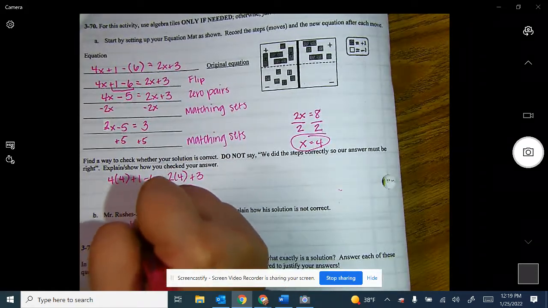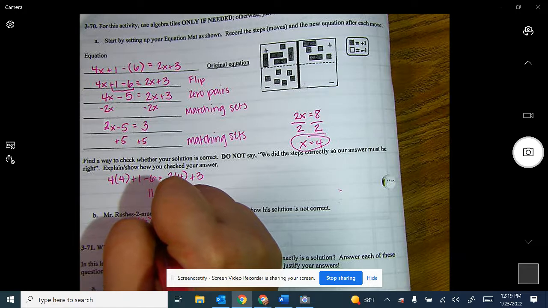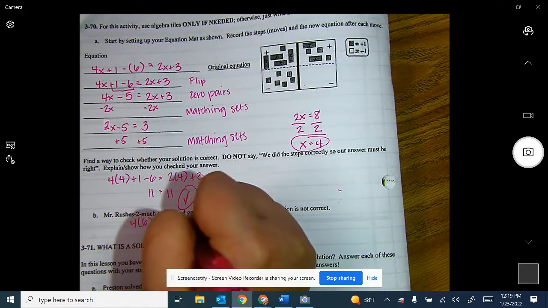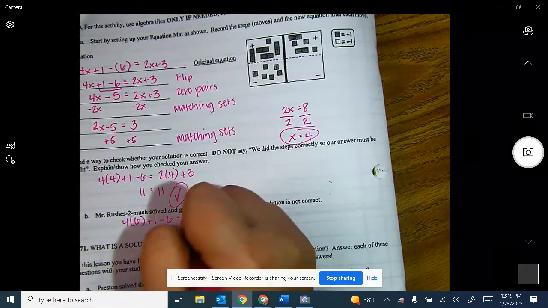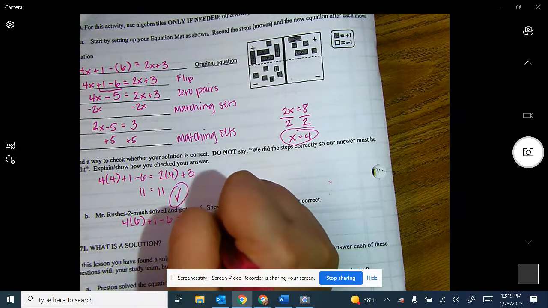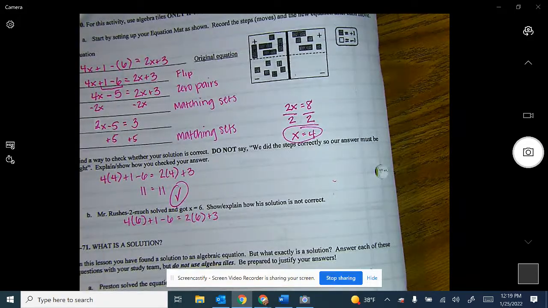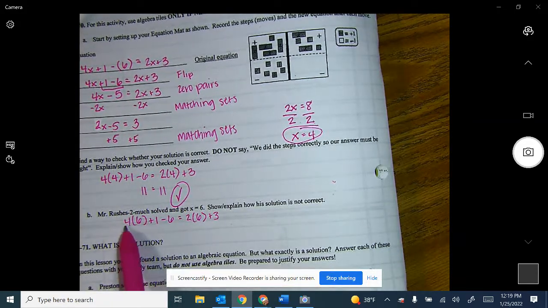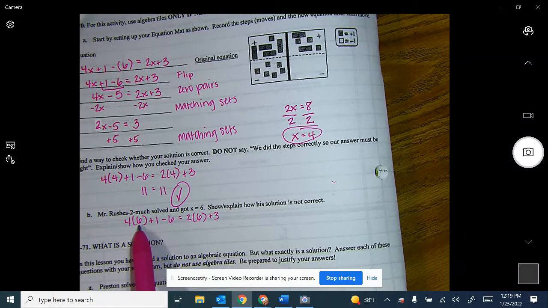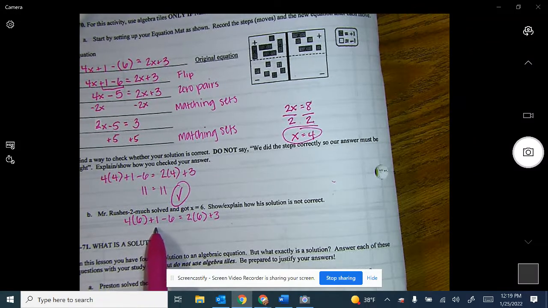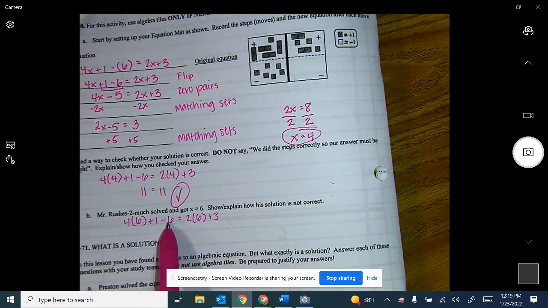So 4 times 6 plus 1 minus 6. And is that equal to 2 times 6 plus 3? All right, now on the left, I have 4 times 6, which is 24, plus 1 is 25, minus 6 gives me 19.